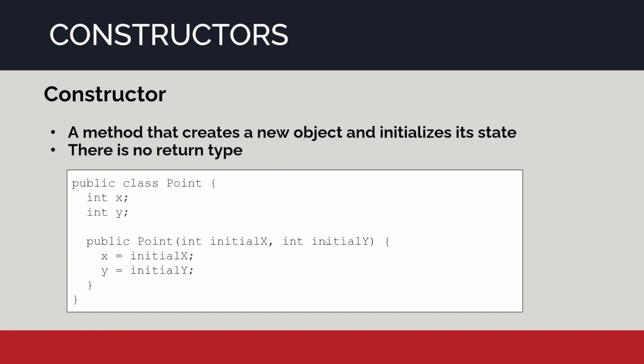They can accept parameters. In fact, they very often do, and they will initialize. The job of a constructor is to initialize the state of the object. So after the constructor finishes executing, you'll have a new object from this point class, and it will have its x and y set to the initial values. And you can see that the parameters that we accept here for our defined constructor are an initial x position and an initial y position.